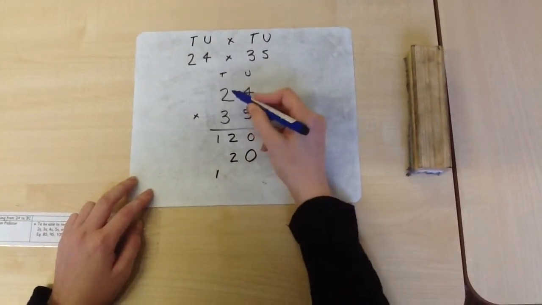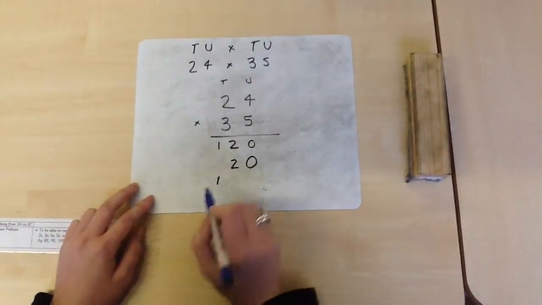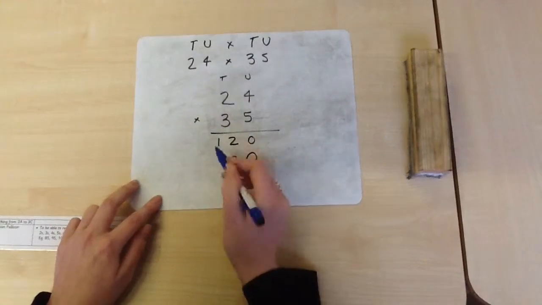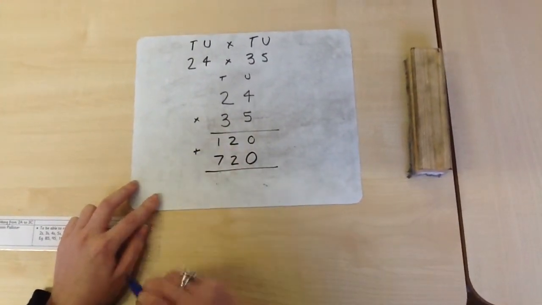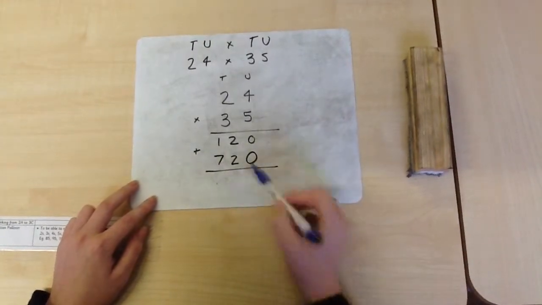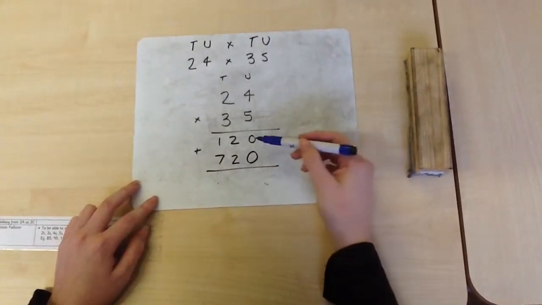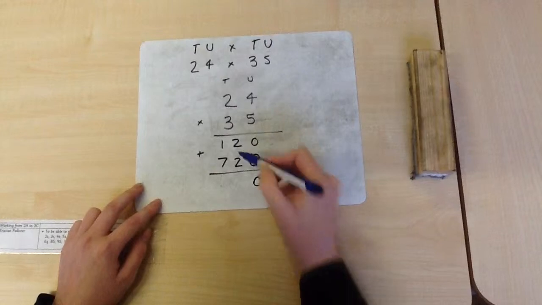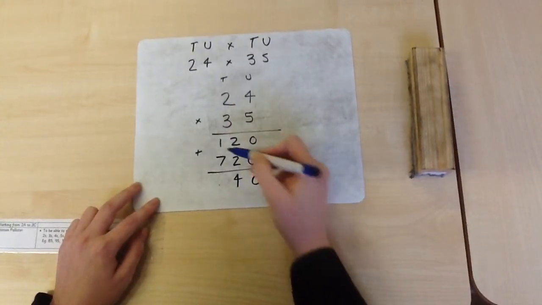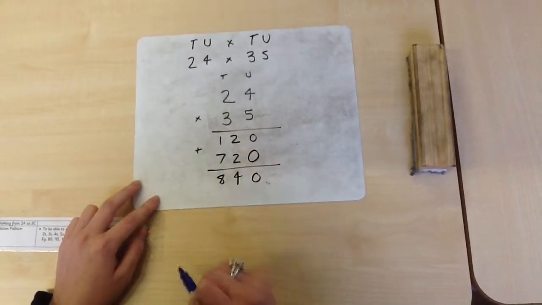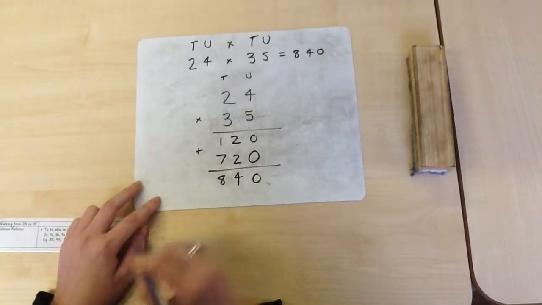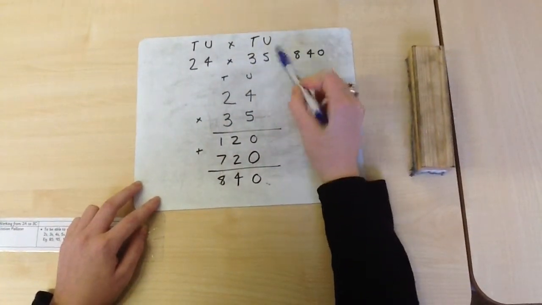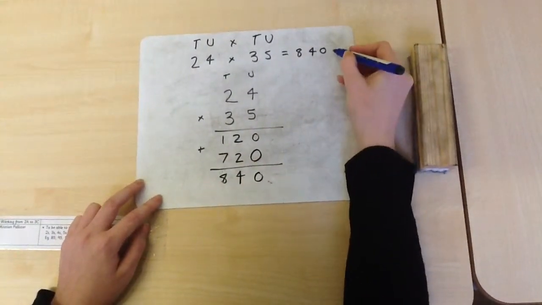And you have your 3 times the 2, which is 6, and you have to remember to add your 1 on there, so that makes 7. Now what you need to do is you need to add those 2 up, because my sum isn't actually complete. So 0 add 0 is 0, 2 add 2 is 4, 7 add 1 is 8. Okay, we're going to put it back up there and see if our answer is reasonable. 24 times 35, that looks about right to me.